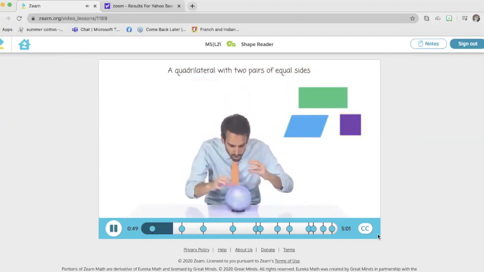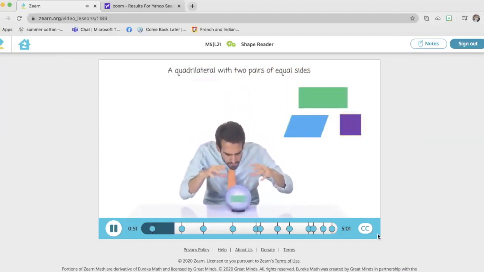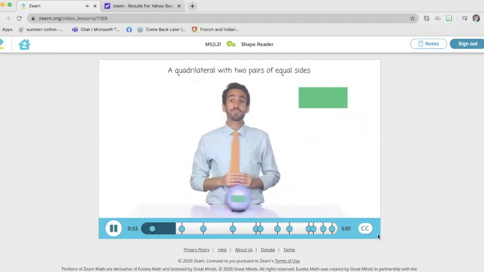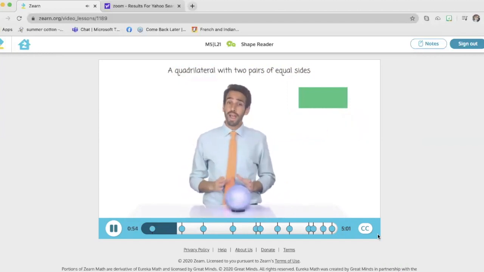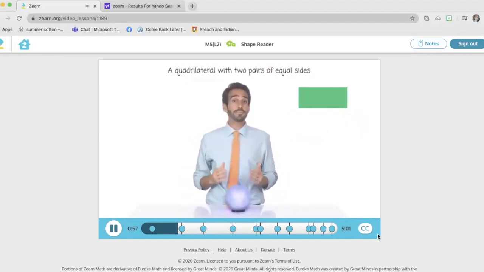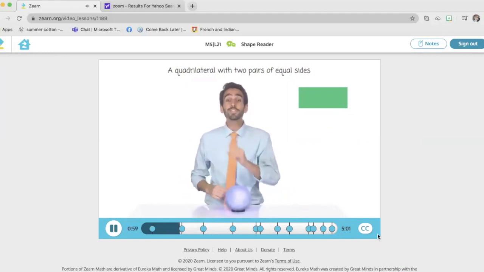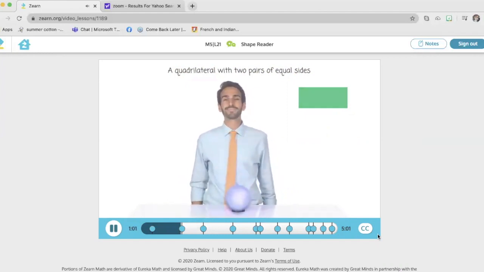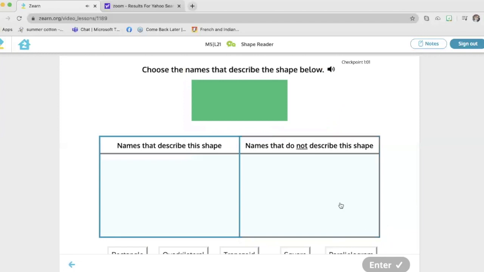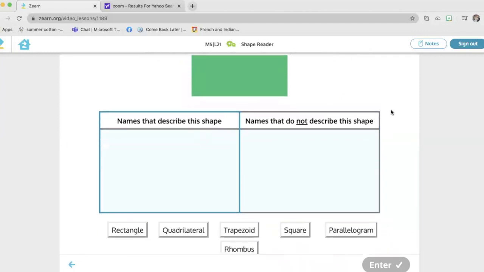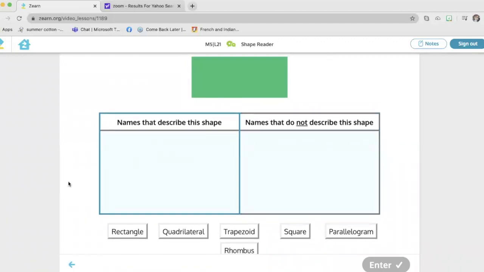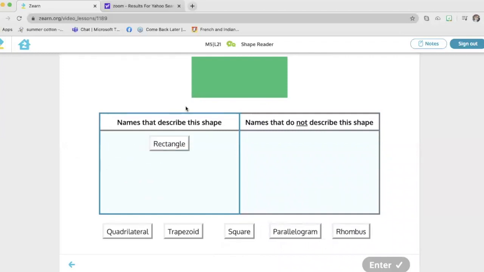The crystal ball showed this shape. Let's focus on this for now. Which names describe this shape? Choose as many as you can. Okay, so we obviously have a rectangle, and it says we are naming our names that describe the shape and names that do not describe the shape. So we know that this is a rectangle, okay?